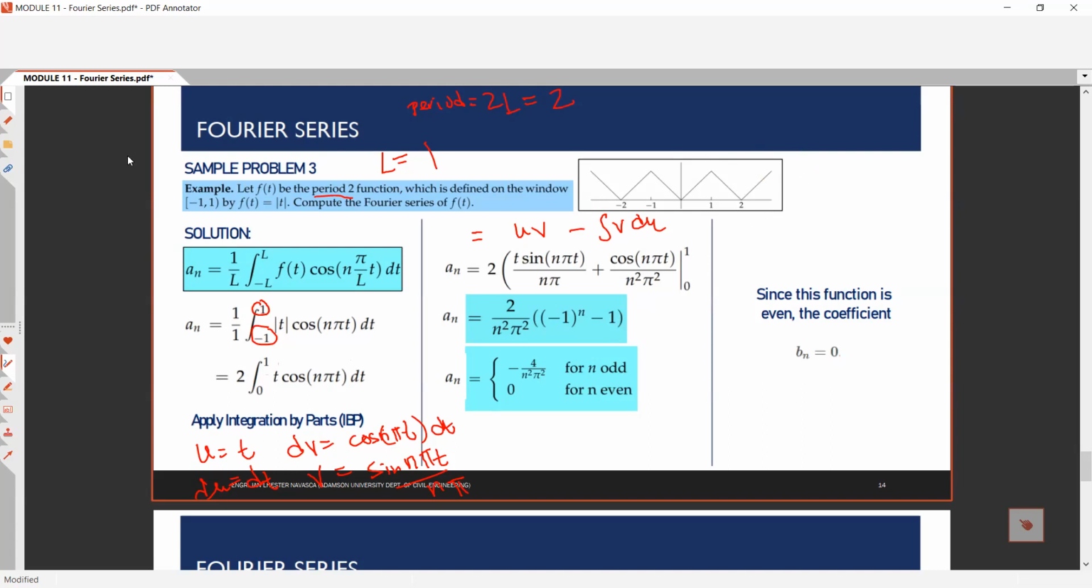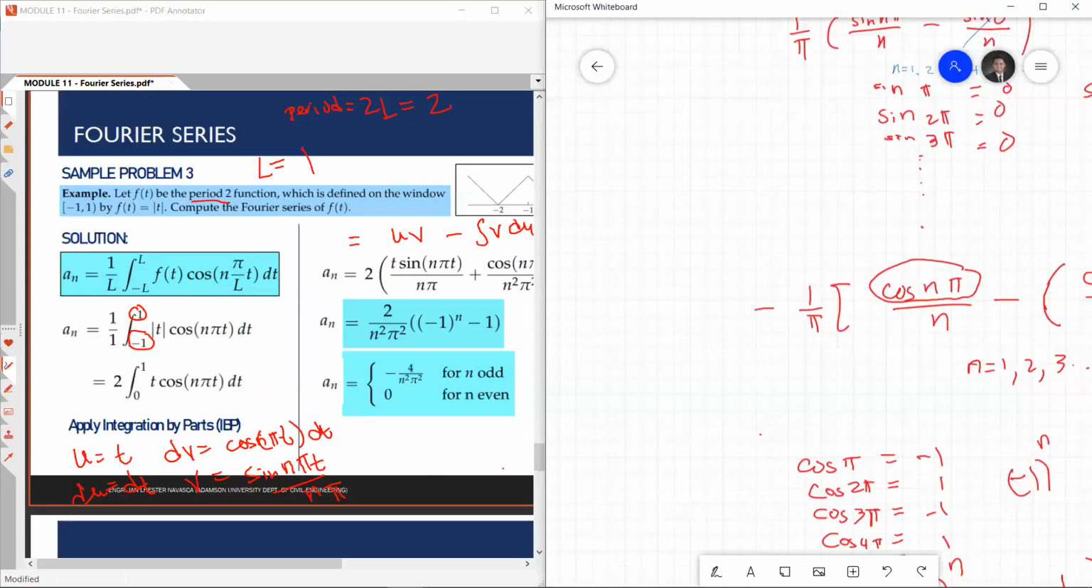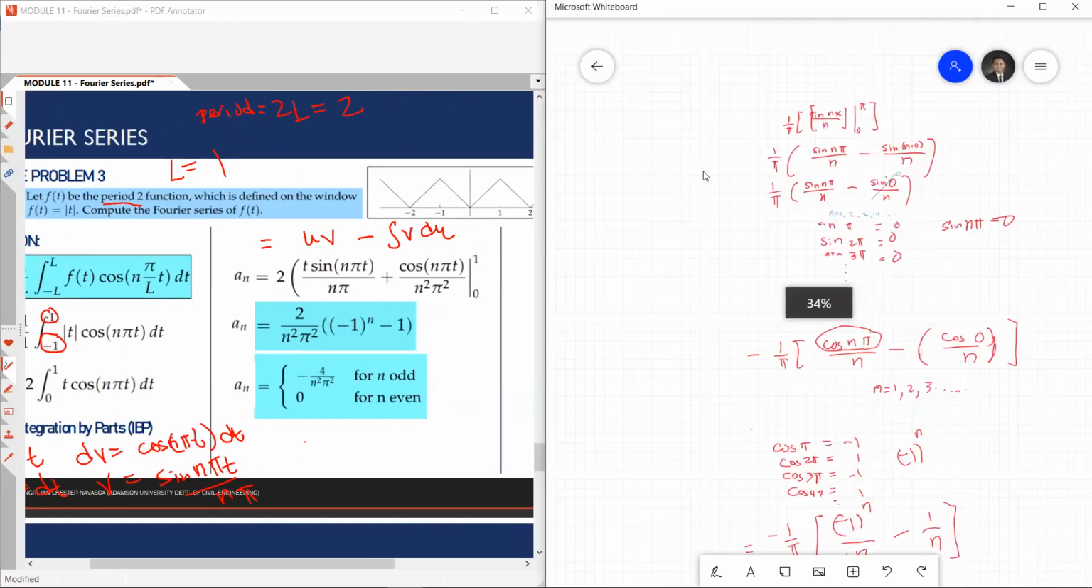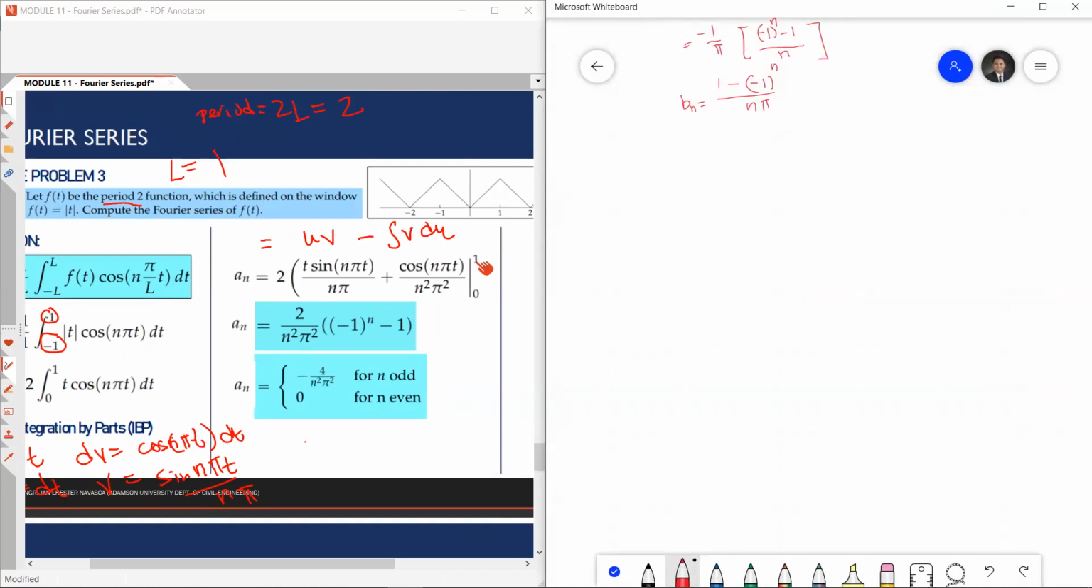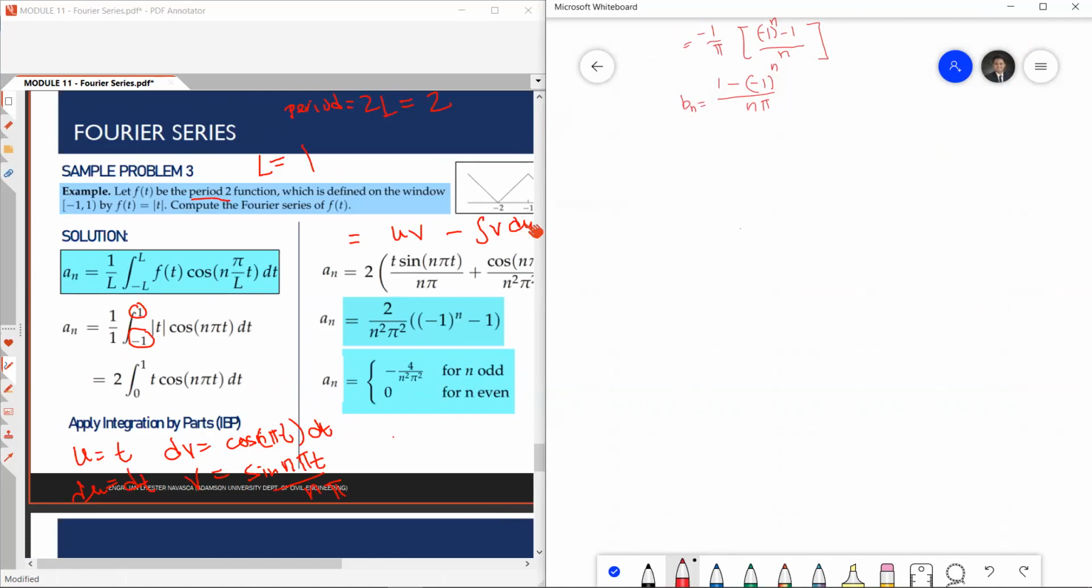So let's use the other board. Okay, I'll just write it up here so you can see. Let's start with the first part, that is the integral from 0 to 1 of t cosine n pi t dt. You have 2 outside. Your u is t, your du is dt. Your dv is cosine n pi t, and your v is sine n pi t over n pi.